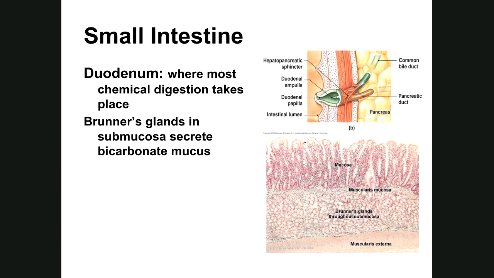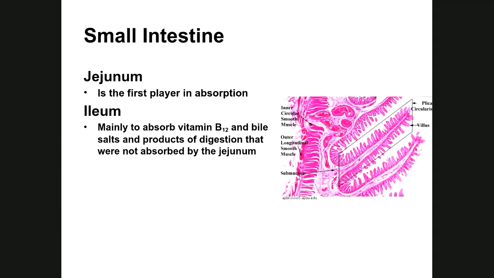The jejunum plays a role also. It's one of the first players in absorption. The ileum mainly absorbs vitamin B12 and bile salts, and the products of digestion that were not absorbed by the jejunum.